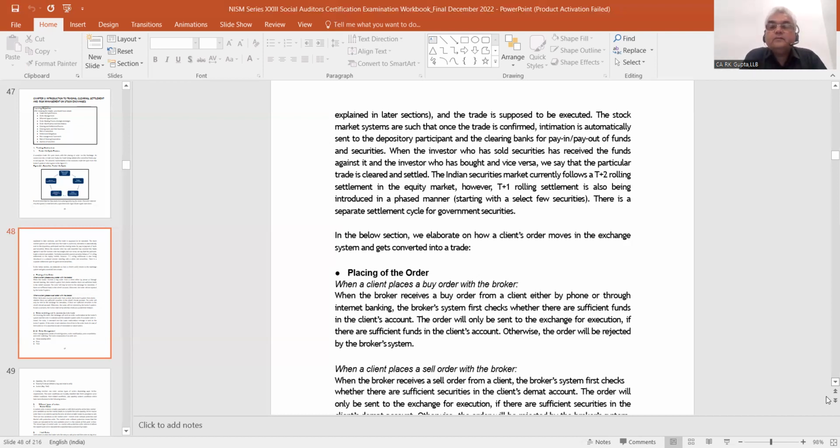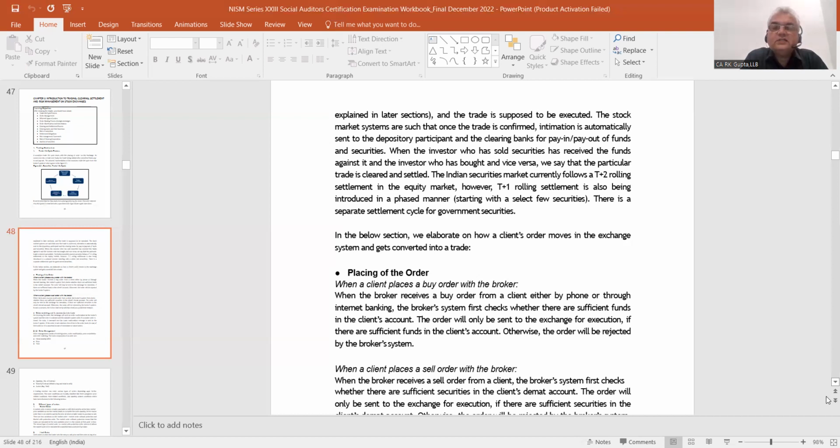But from the examination point of view, if it is written T+2, then we have to pick T+2. It says that okay, earlier T+2 was there, but now T+1 is also being introduced in a phased manner, and they have started with select few securities. So there is a separate settlement cycle for government securities. So for government securities, this is not the procedure. It is something else, T+7, something like that.